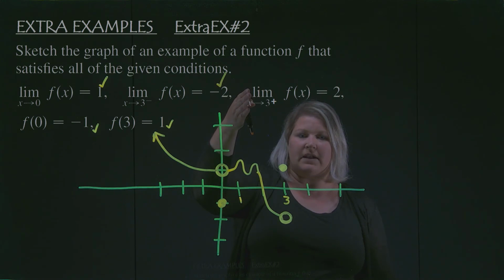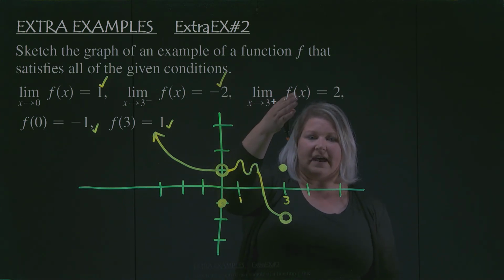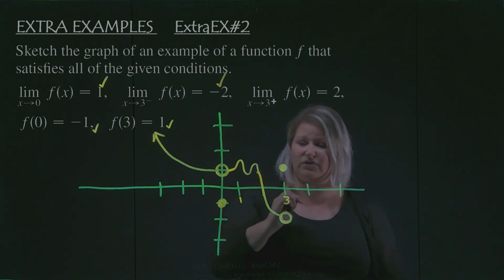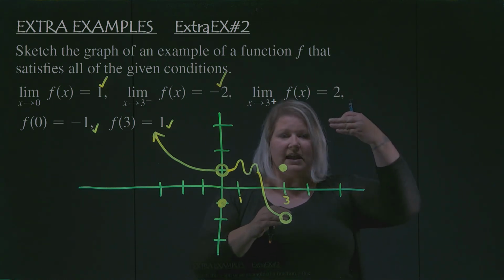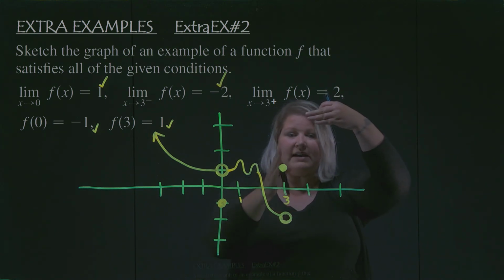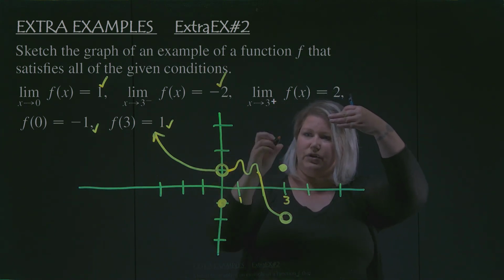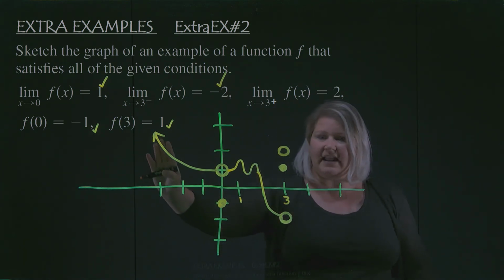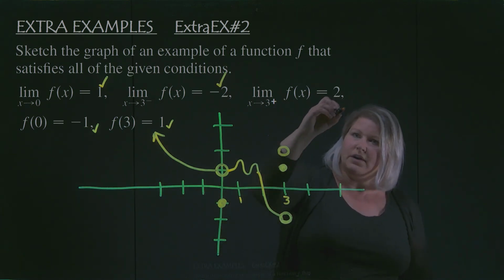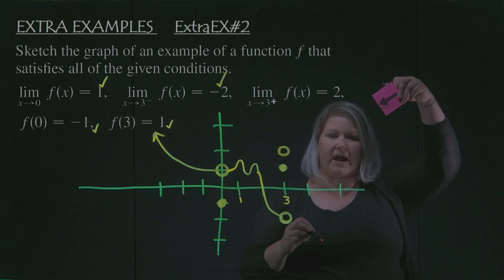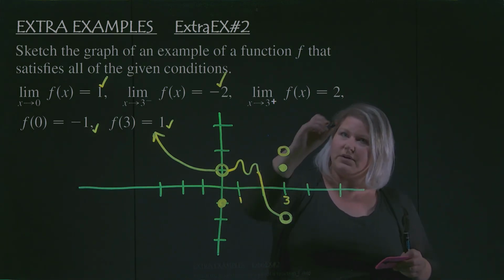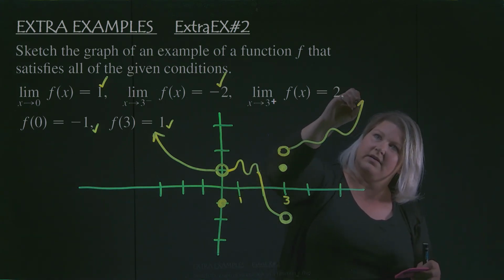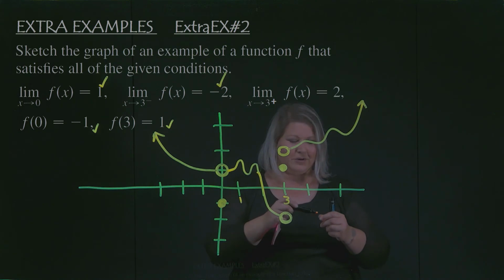Now let's do the next one. The limit of f of x as x approaches 3 from the right is positive 2. So here's 3, and I want to approach 3 from the right, and here's positive 2. So I'm going to do an open value there, because again, f of 3 is equal to 1. So when I come in from the right, I'm going to approach this guy, and you can have this do whatever you want, as long as you're going to positive 2.